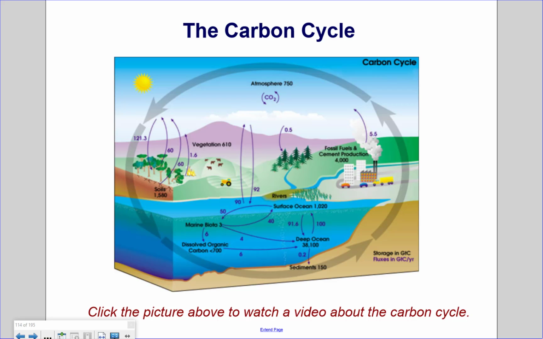The carbon cycle. In this diagram, we see how carbon moves through the biosphere and where it's stored. In the atmosphere, there is about 750 gigatons of carbon. That's what these black numbers are, gigatons of carbon. And then the purple numbers represent the carbon moving from one place to another. So for example, 121.3 gigatons of carbon is captured by the plants through photosynthesis, and 5.5 gigatons of carbon is burned off from the fossil fuels and put back into the atmosphere.